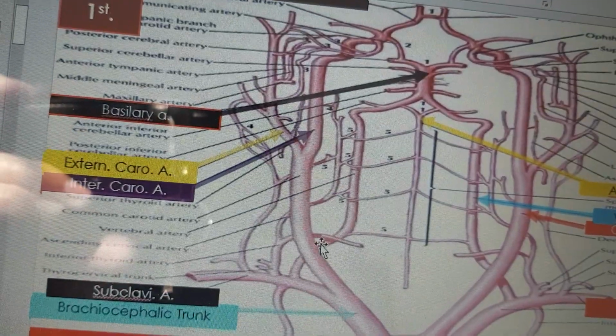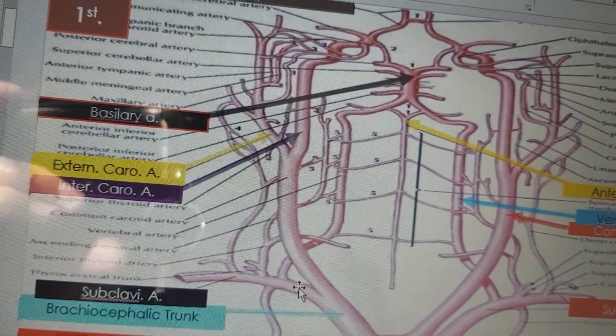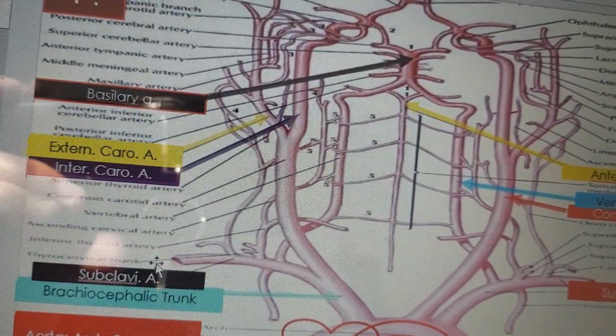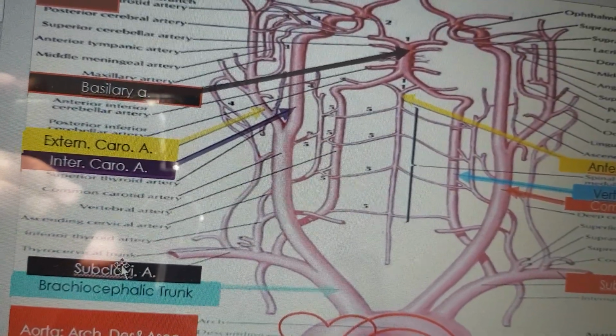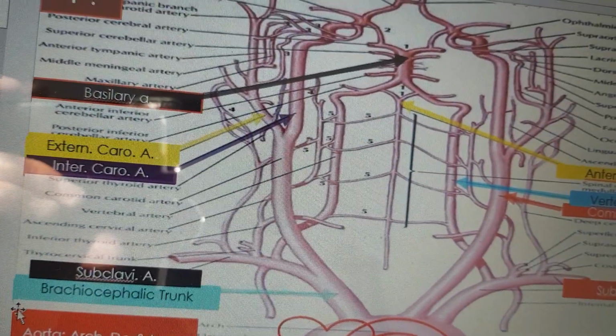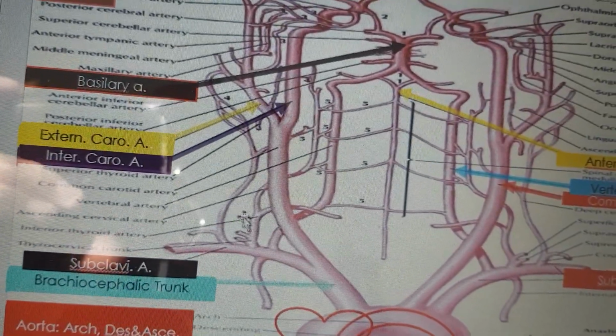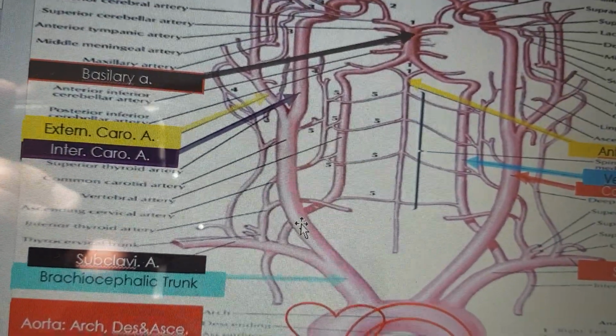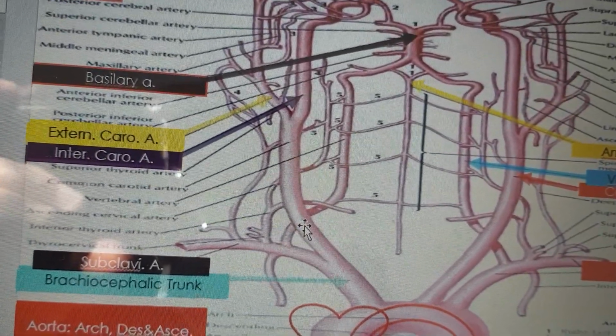The subclavian artery will go to be the axillary artery, and then into the upper arm to be the brachial artery. This is just to refresh your minds about the continuation of this artery.